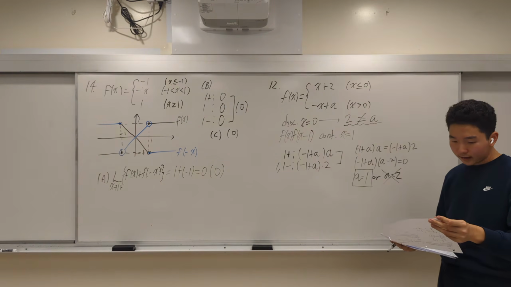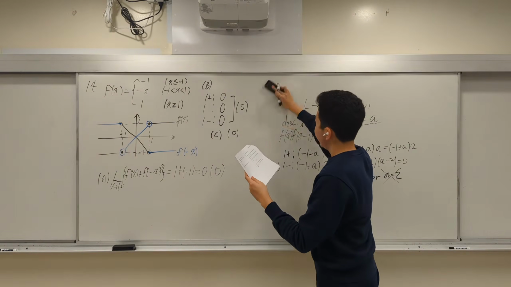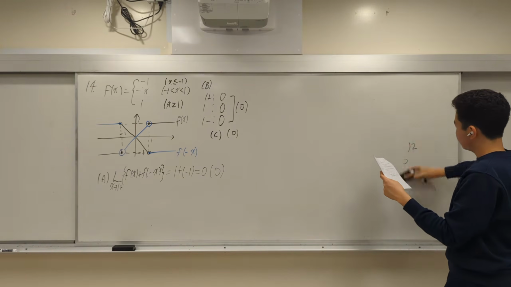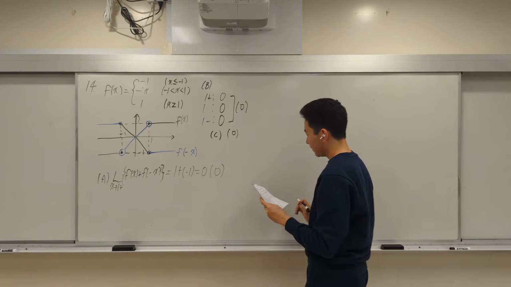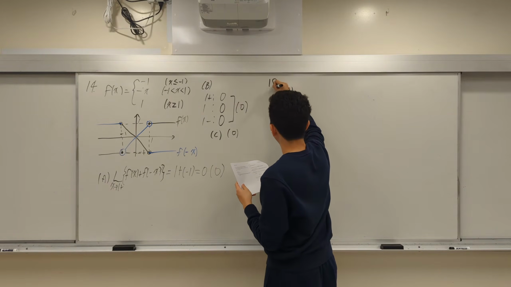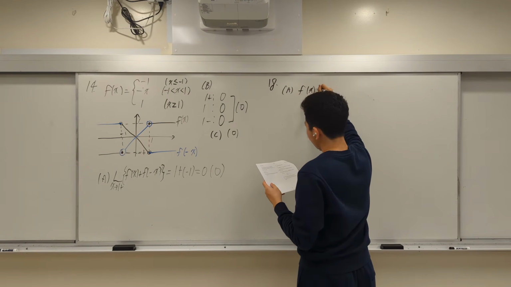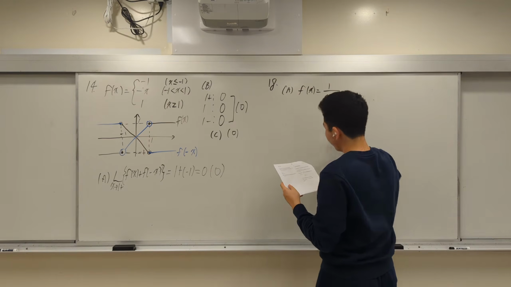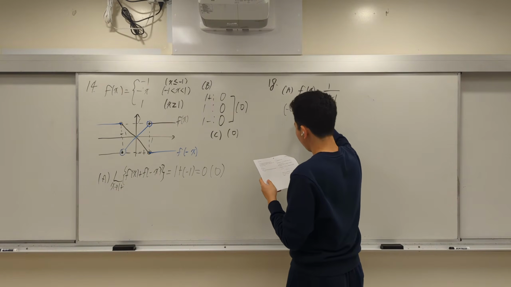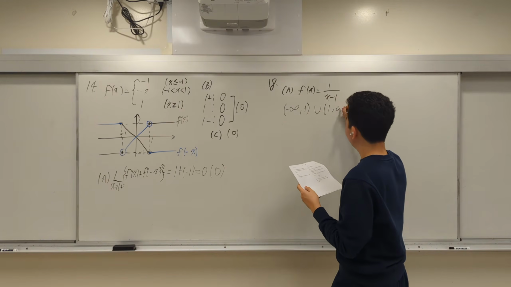The next one that we have to do is number 18. So number 18 asks us about some intervals and some functions. Function f of x equals 1 over x minus 1 is continuous on the interval negative infinity comma 1, union the interval 1 comma infinity.